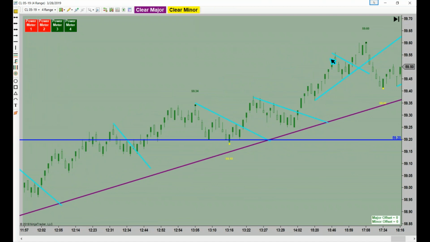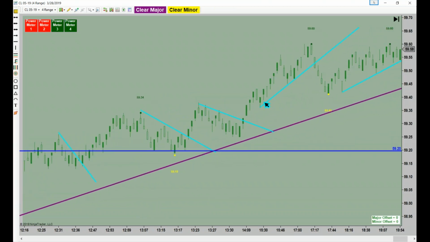See there? This one here, down, down, up. Now that one actually didn't qualify. See there? I drew that one, but it did not qualify because it didn't take out that swing. So that is not one. Okay, is this one?